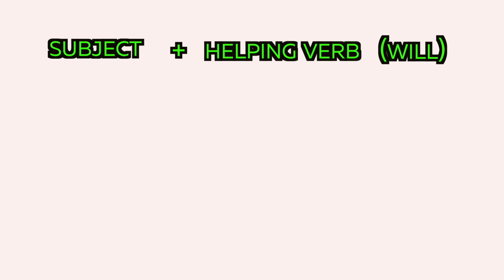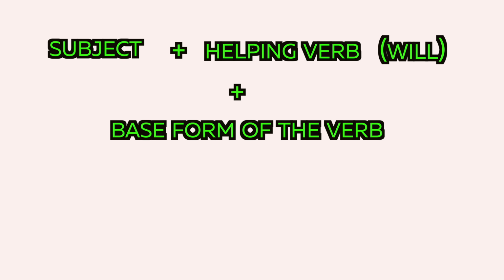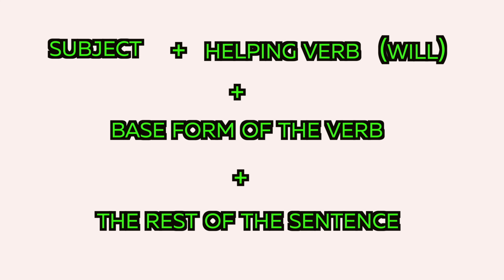Next up, future tense. This is where things get a bit tricky, but stick with me. The simple future tense is used to represent an action that takes place in the future. One fact that you should keep in mind is that a simple future action starts and finishes in the future. The formula of the simple future tense is as follows. The subject plus the helping verb will plus the base form of the verb plus the rest of the sentence.